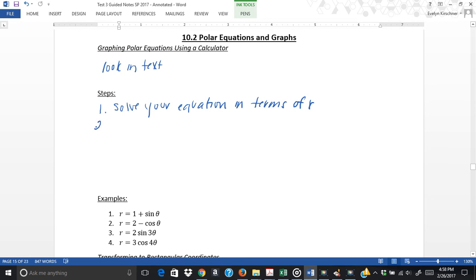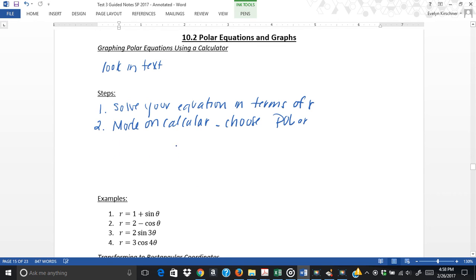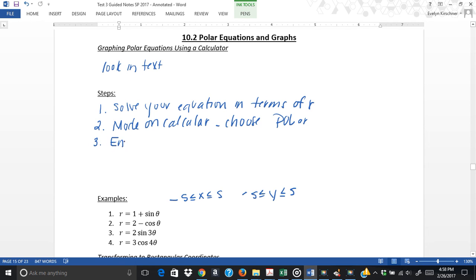The second thing is you're going to use the mode button on your calculator, and you're going to choose polar. So it's POL, I think, but it's polar. And then for the viewing window, I like to change it later. But for all the ones that I did here, it was -5 to 5 for both.